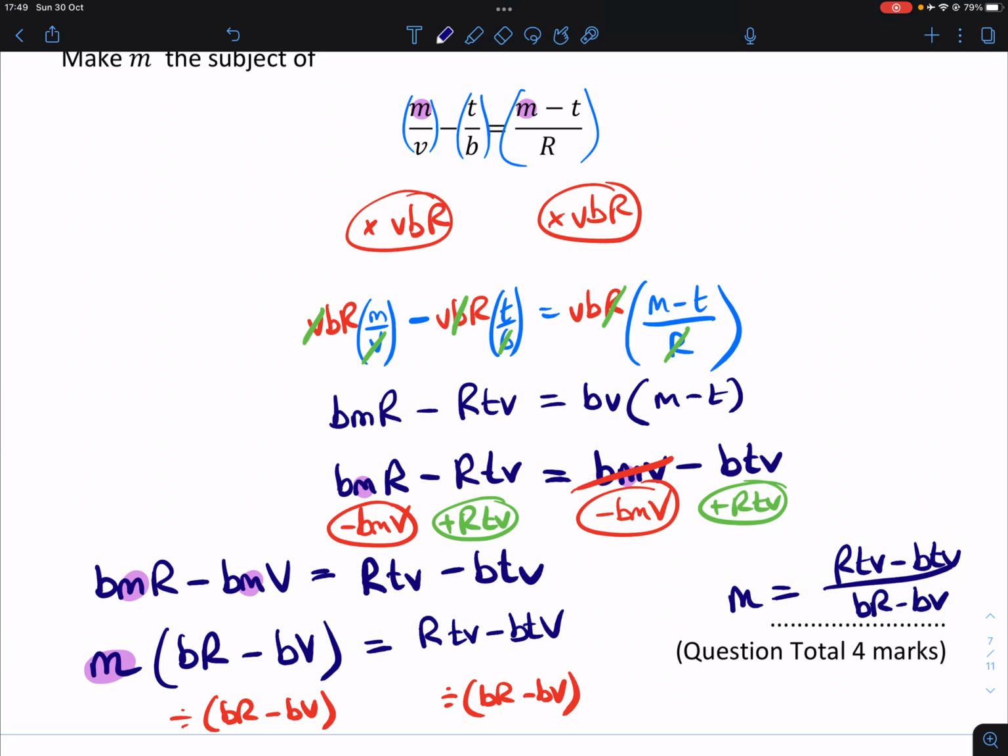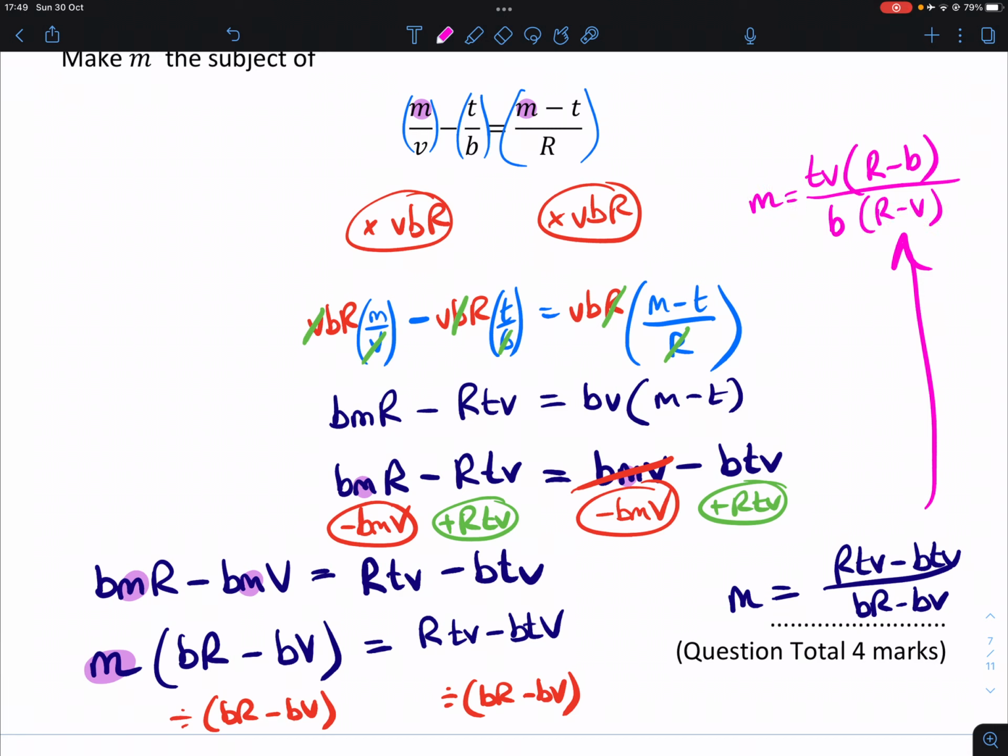Now you can see in mark schemes where they might write this slightly different, where they factorize stuff. So for example, I could factorize that fraction to have a TV on the top, M as a common factor with an R minus B in the bracket. And I could do the same with the bottom by taking a B out as a highest common factor to give me an R minus V.